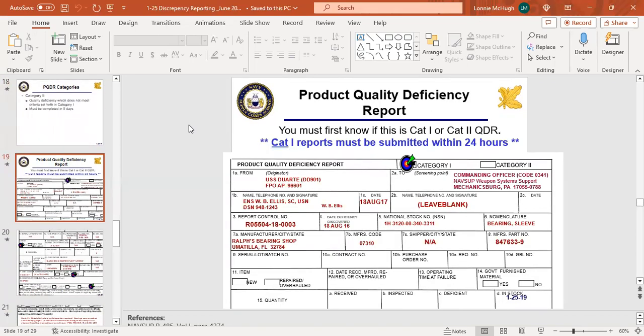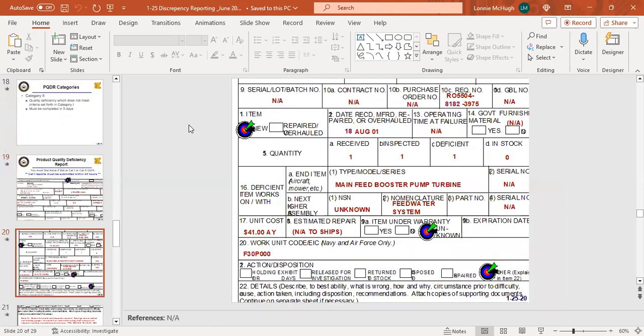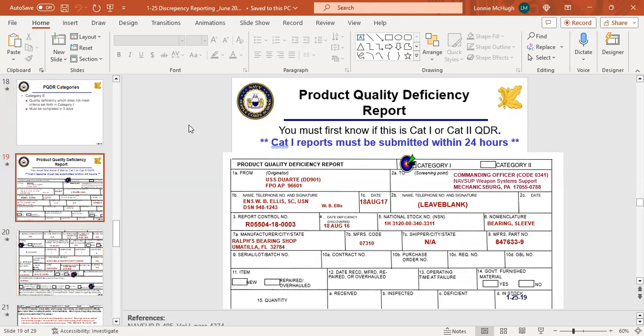It's pretty hard to see on this PowerPoint, but let me scroll through the instruction here real fast. On electronic page 398, there is an example of the QDR. And beneath that QDR, there's a complete description of how to fill it out.